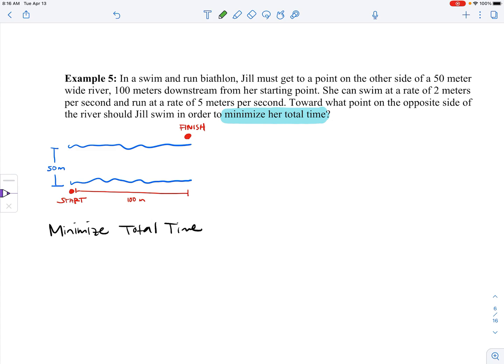So I'm just going to pick a point on the opposite side of the river. And this green point here, I'm going to say is the point that she's going to swim to. Okay, so from the starting point to that point on the other side of the river, I'm going to call the distance from the starting point to the point that she swims to, I'm going to call that distance y.